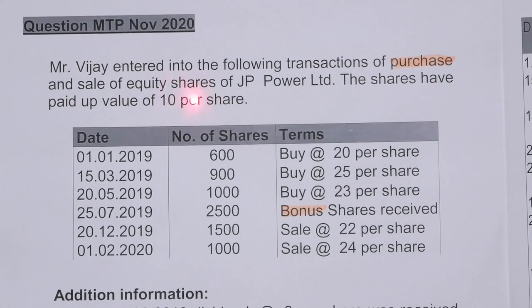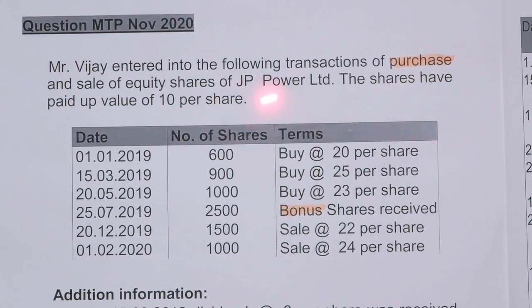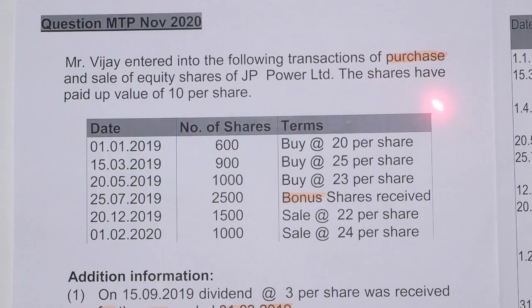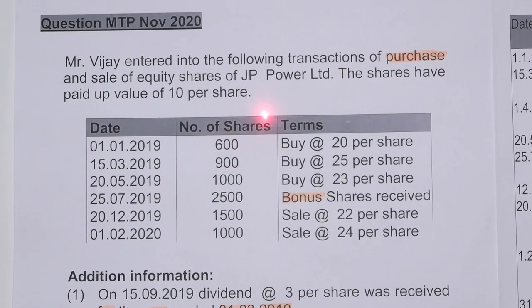Now come to the question. Mr. Vijay entered into the following transactions of purchase and sales of equity shares of JP Power Limited. What is the difference between purchase and subscribe? In purchase, we buy shares from the stock market, whereas in subscribe, we subscribe to the shares directly from the company. The shares have a paid up value of rupees 10 per share.